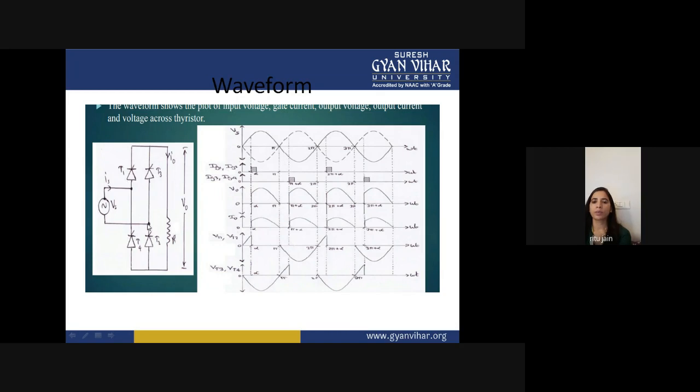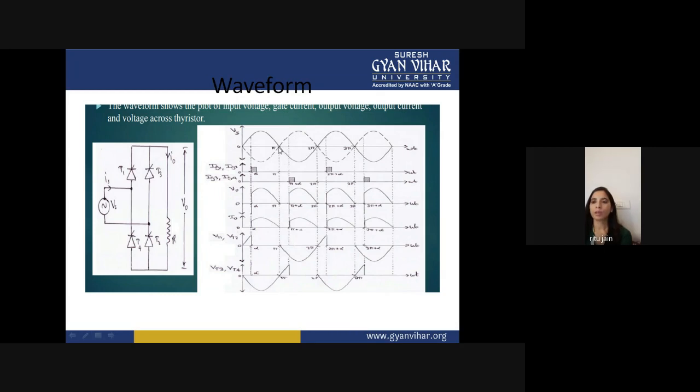But when this terminal is positive, T3 becomes forward biased and T4 becomes forward biased, because this terminal is negative. So after T1 and T2, T3 and T4 come into the conduction mode for this negative half cycle. Fine. For this negative half cycle, T3 and T4 come into the conduction mode.